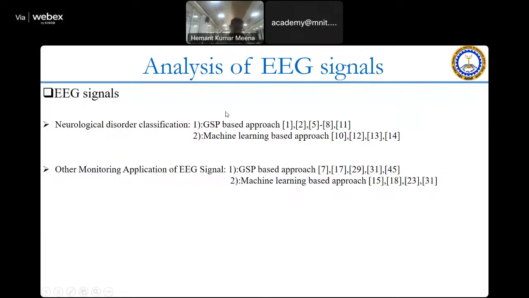But remember the key thing: even when we are using the GSP based approach, we are not denying that we are using machine learning. We are using machine learning. But here, when we say machine learning, it means without GSP. A GSP based approach does not mean that it doesn't contain machine learning. Machine learning will definitely be there.